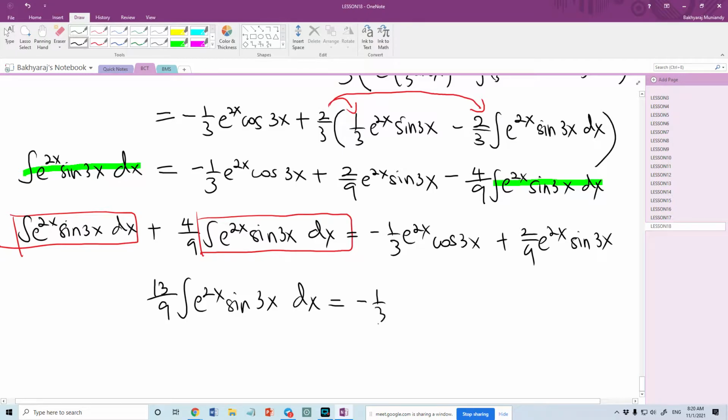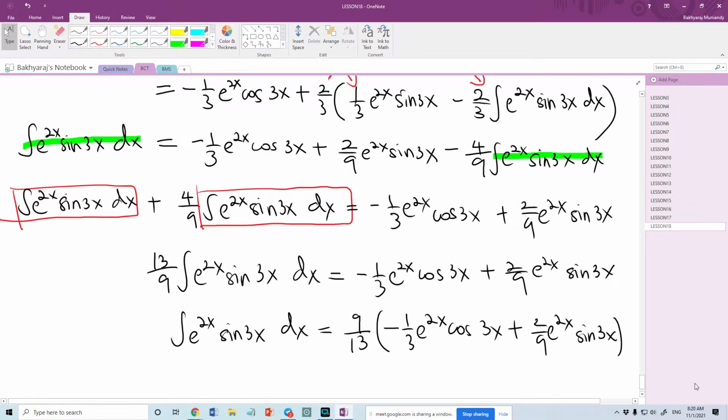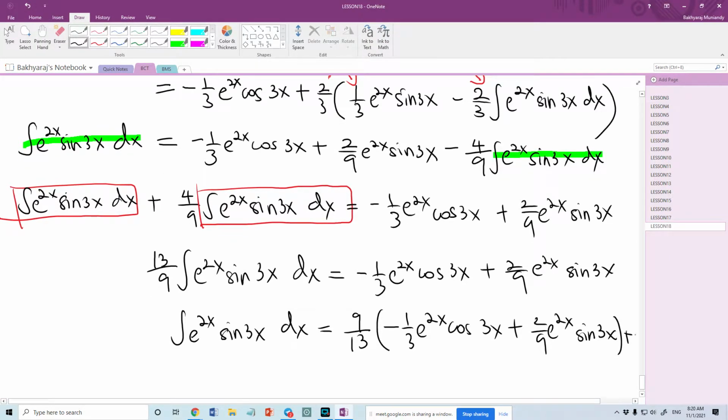So negative 1 over 3 exponent 2x cos 3x plus 2 over 9 exponent 2x sin 3x. And 13 over 9 I have to bring here. So bring here becomes what? The integral of exponent 2x sin 3x dx will be equal to 9 over 13 times negative 1 over 3 exponent 2x cos 3x plus 2 over 9 exponent 2x sin 3x. And then finally you can put plus c. Kita dah selesai, kita letak tambah c dah.